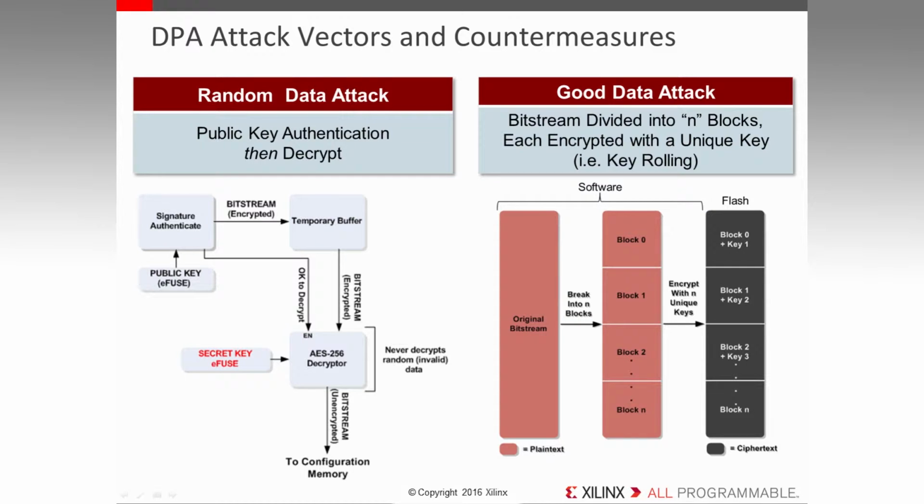To protect against a random data attack, enable public key asymmetric authentication prior to decryption, implemented with RSA 2048 and an eFuse key. With this enabled, only authorized bit streams are allowed to run through the cryptographic system.